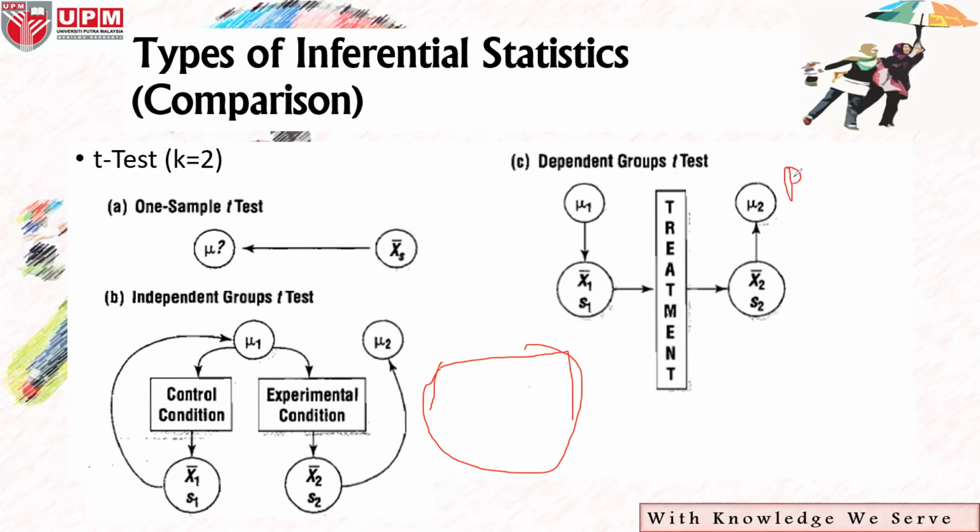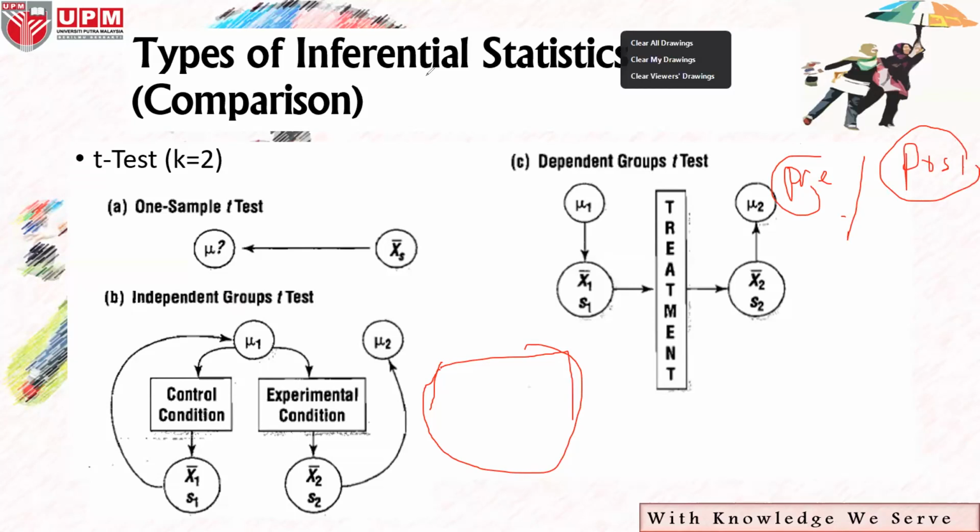Pre-study will then ada treatment here. Okay, and then post. Then we compare again between the result, pre-test and post-test. So that's why the name is dependent sample t-test. Okay. So next one.